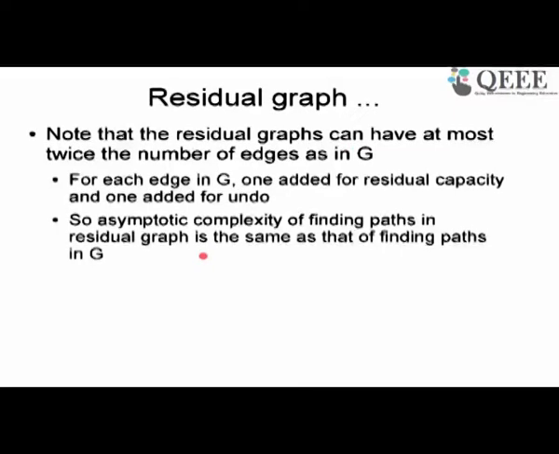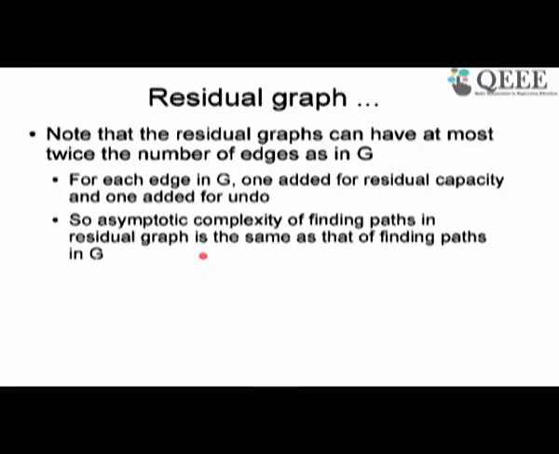Now note firstly that the residual graph can have at most twice the number of edges as the original graph, because for every edge in the original graph, either I removed that edge if it was saturated, or I kept the edge if it was not saturated, and I added a dotted edge in the opposite direction.